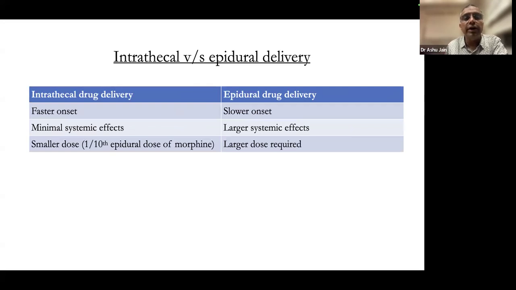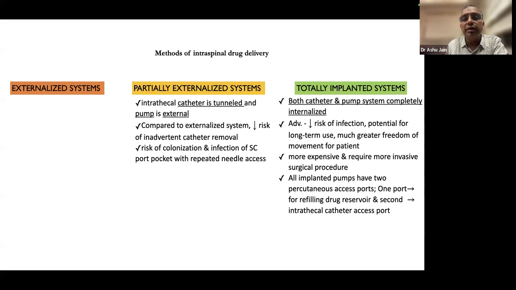Again, if we talk about intrathecal versus epidural delivery systems, intrathecal has a much faster onset, as you know, as compared to epidural drug delivery. The dose of intrathecal is almost 1/10 of the dose of epidural, so systemic side effects are much less. So for patients who need long-term infusions, intrathecal is much better than epidural infusion systems, and that's why epidural infusion systems are not used much.